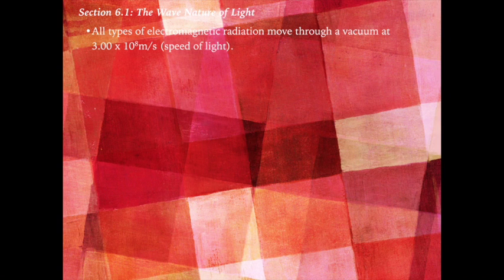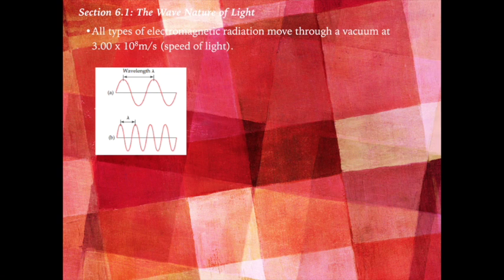The next thing that we're going to be reviewing is the wave nature of light. Specifically, we're going to be talking about electromagnetic radiation. This is something that you should have gone over in first year chemistry, but just as a review, all electromagnetic radiation, whether it is radio waves, the visible light that you can see, or gamma rays, are forms of electromagnetic radiation, and they all move through a vacuum at the same speed, which is 3.00 times 10 to the 8th meters per second, and that is the speed of light. And just as a review, this is what they look like.